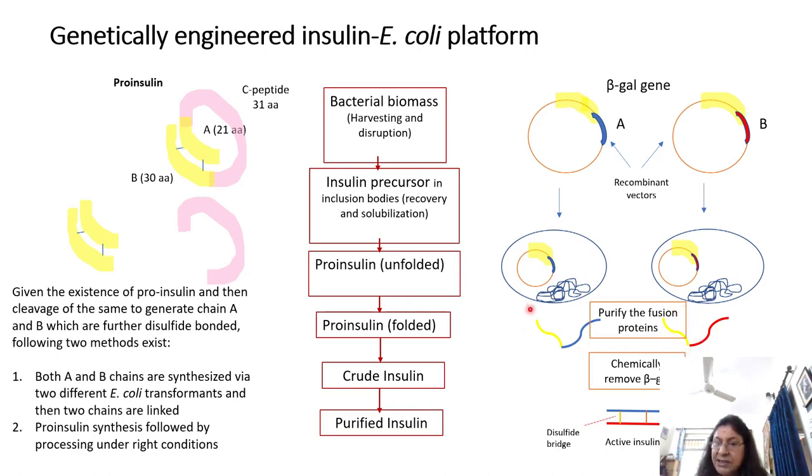You are going to subject this fusion protein to cyanogen bromide cleavage, as a result of which you get chain A separately and chain B separately, removed from its beta gal part. Eventually both of these chains are brought together. There are already cysteines here, as a result of which a disulfide bond can be formed, and now you get the active insulin.